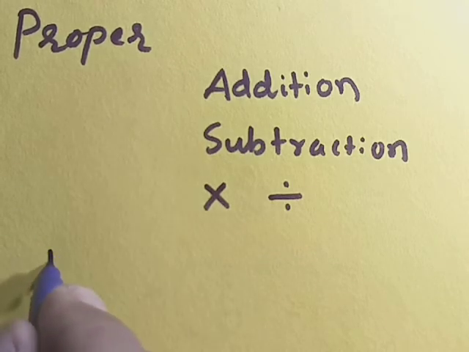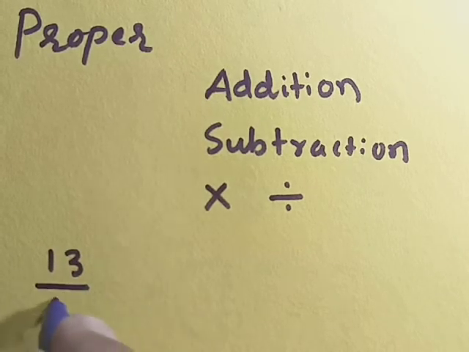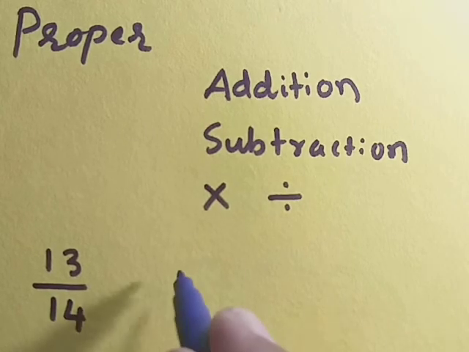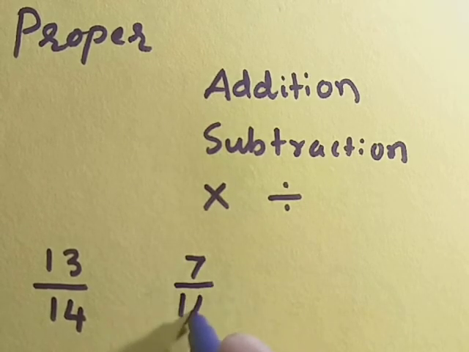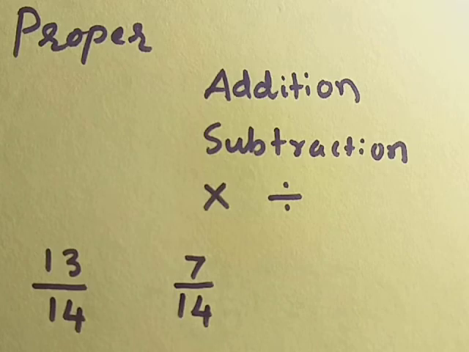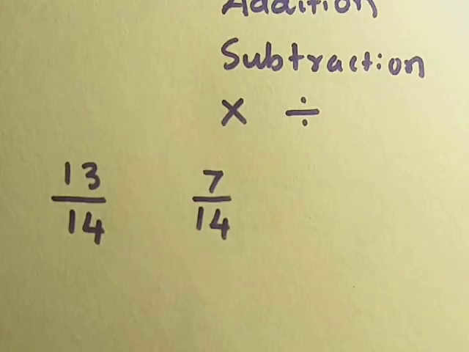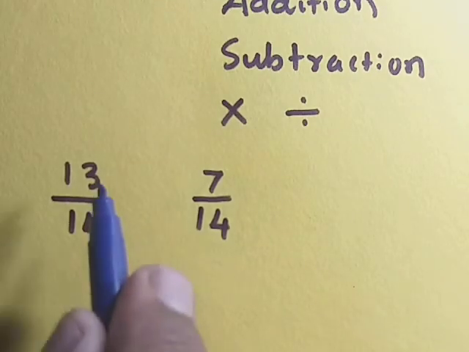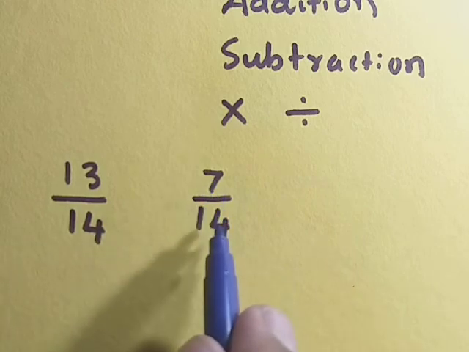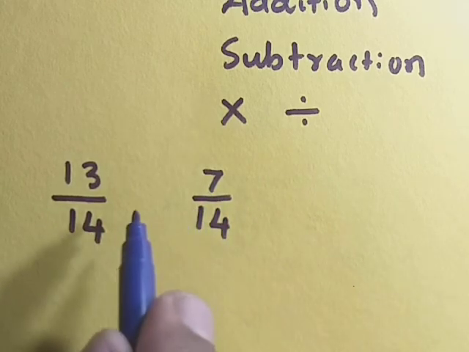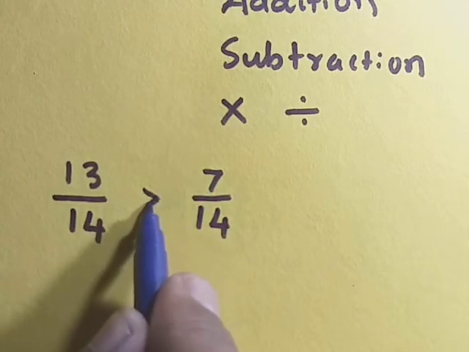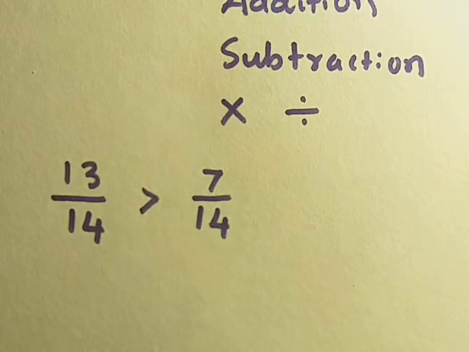When 13 by 14 and 7 by 14, these are like fractions, and immediately we will understand that comparison is possible, and 13 by 14 is greater than 7 by 14.